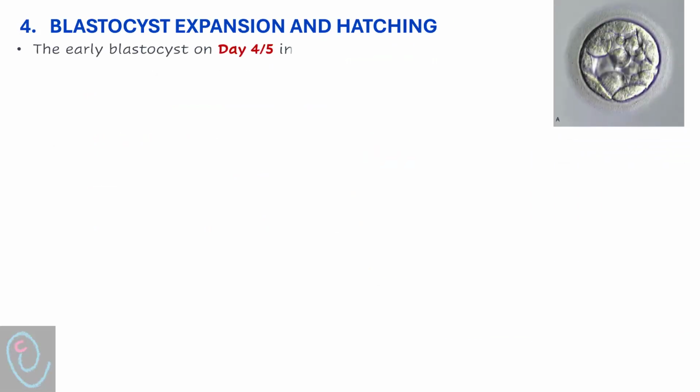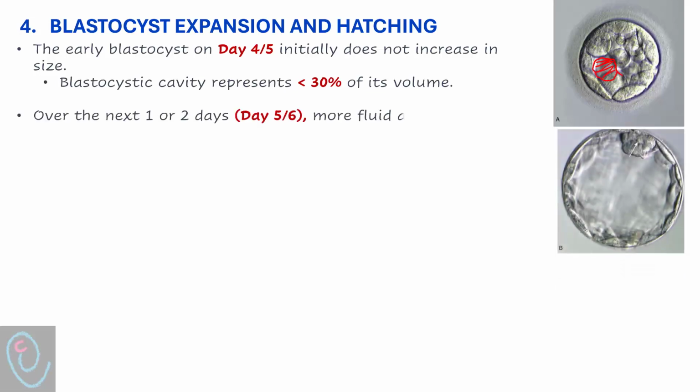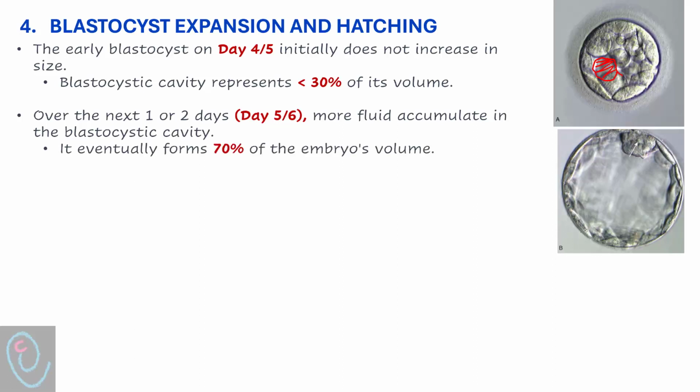The early blastocyst on day 4 or 5 initially does not increase in size, and the blastocystic cavity represents less than 30% of its volume. Over the next 1 or 2 days, day 5 or 6, more fluid accumulates inside the blastocystic cavity, and finally it forms about 70% of the embryo's volume.